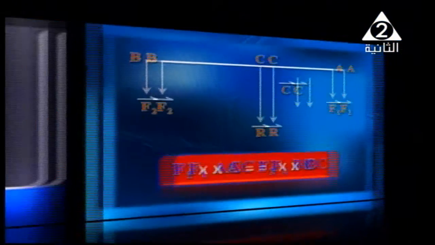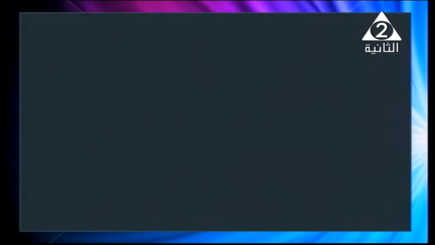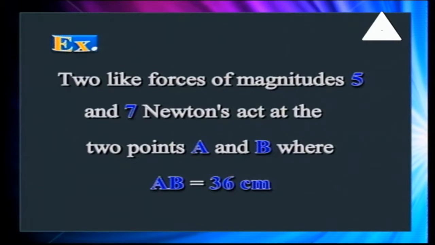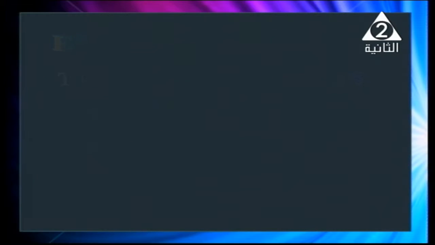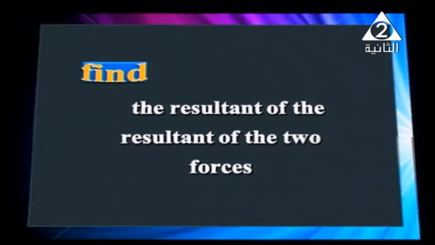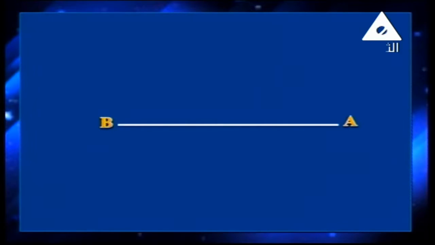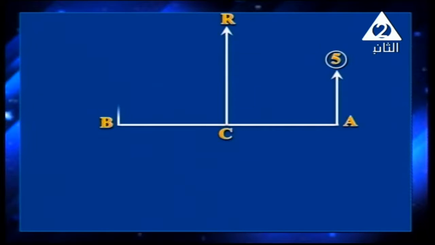Look at the first example. Two like forces, of magnitudes 5 and 7 newtons, act at the two points A and B, where AB is 36 centimeters. Find the resultant of the two forces. Look at the solution. My dear student, we have two forces, 5 and 7. The two forces are like, parallel, and in the same direction.